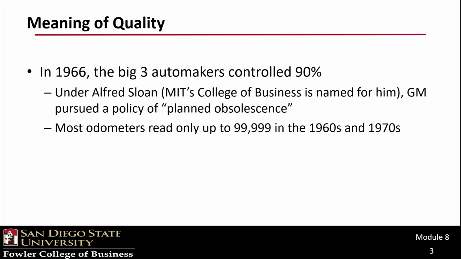So in the US, especially after World War II, the big three automakers had the good fortune to be able to focus solely on top-line revenue. And so cars could be built to be replaced in a short amount of time. Alfred Sloan, the head of GM, pursued a policy known as planned obsolescence. And most odometers on cars read only up to 5 digits. I think that speaks to how long they expected cars to last.